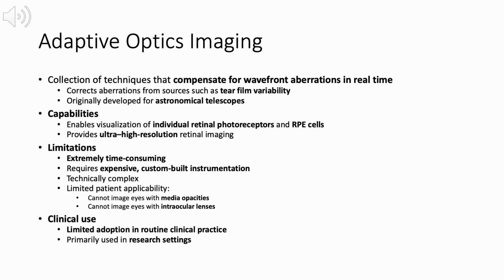Despite these capabilities, adaptive optics has important limitations. Image acquisition is extremely time-consuming and requires expensive, custom-built instrumentation. The technique is technically complex and has limited patient applicability, as it cannot be used effectively in eyes with media opacities or in eyes with intraocular lenses. As a result of these constraints, adaptive optics has seen limited adoption in routine clinical practice and is used primarily in research settings, where its ability to visualize retinal structure at the cellular level offers valuable insight into retinal disease mechanisms.